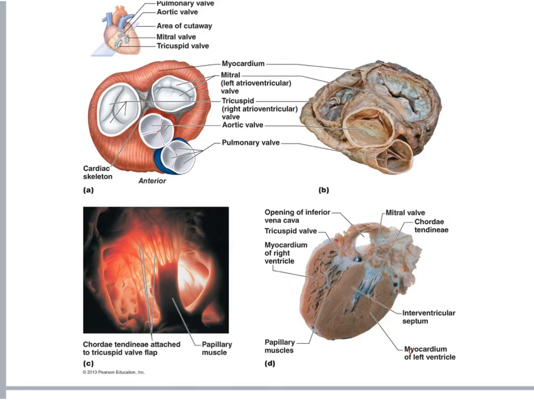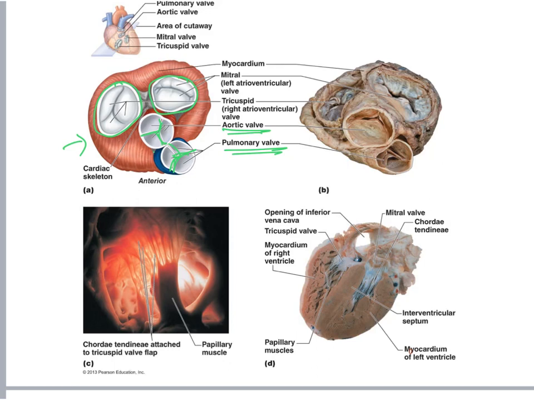Love this view here. This is a superior view of the heart. You can see very easily the 3 cusps of the tricuspid, the 2 cusps of the bicuspid or mitral. And then notice the semilunar valves look the same from above. They have these 3 cup-shaped structures. Here's the pulmonary valve, here's the aortic valve.